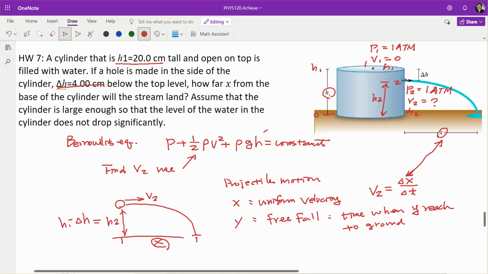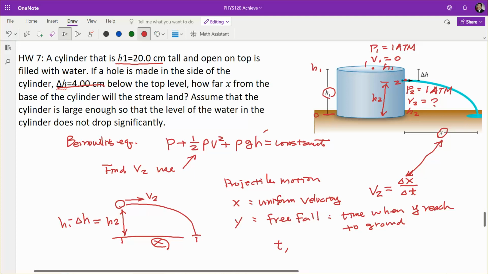So you have 3 equations. Which equation should you use? You need the equation with the information of time because you need to find the time. You have information about the height, so the height is going to be y1 and y2. And you don't know the final velocity in the free fall, so you probably don't want to use the equation with the velocity.